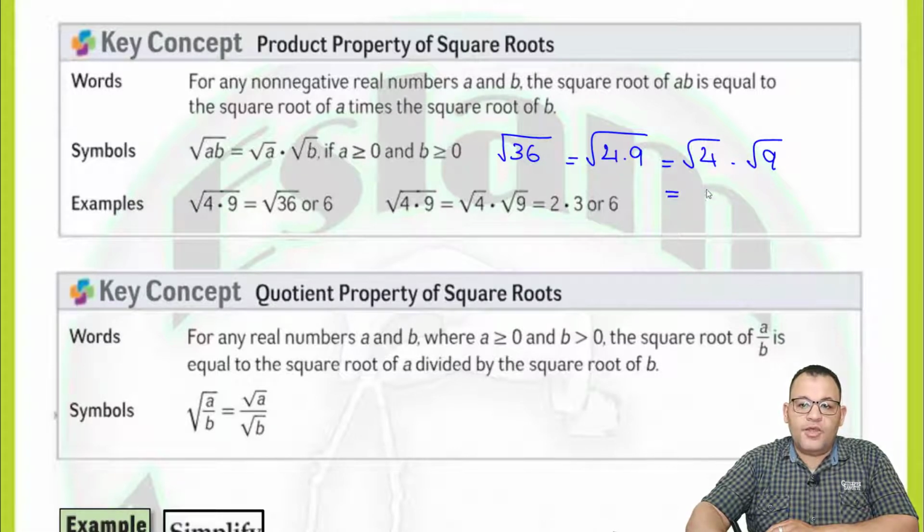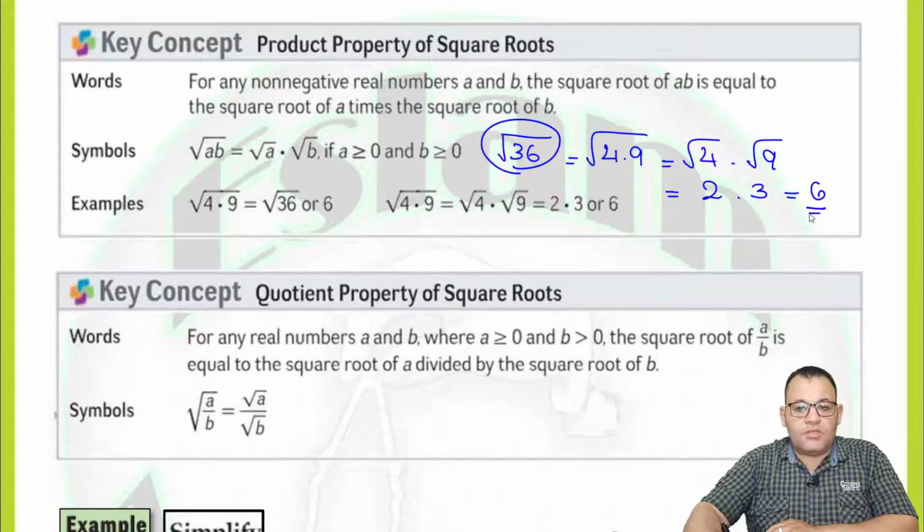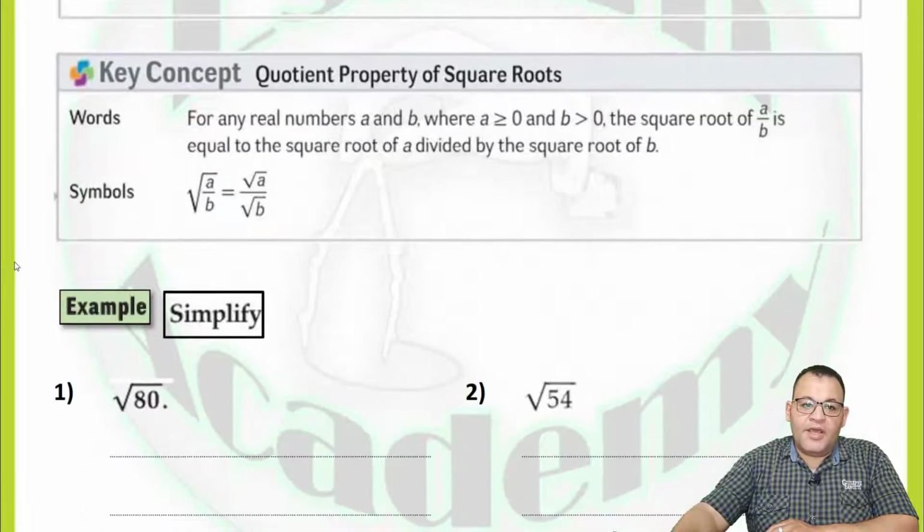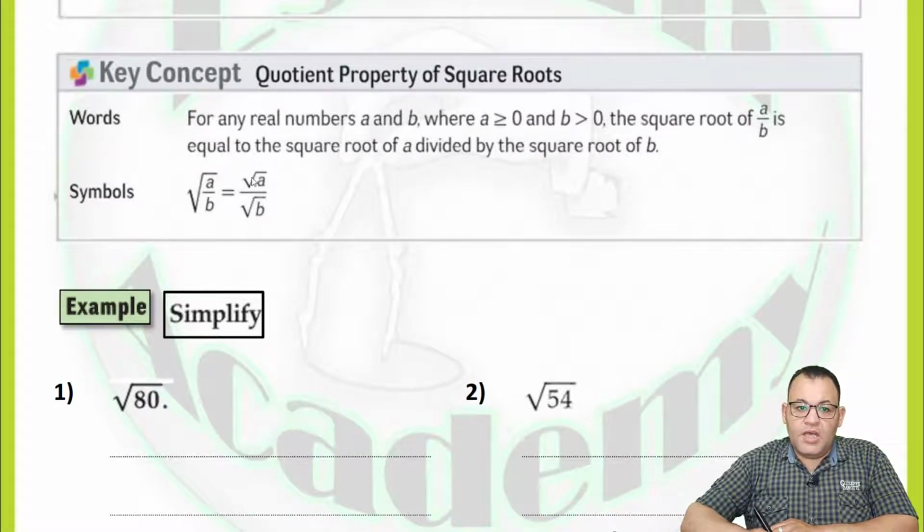The square root of 4 equals 2, times the square root of 9, which equals 3. So 2 times 3 equals 6, and the square root of 36 equals 6. You will find the same answer. As we did for multiplication, you can solve it for division. The square root of a over b equals the square root of a over the square root of b.